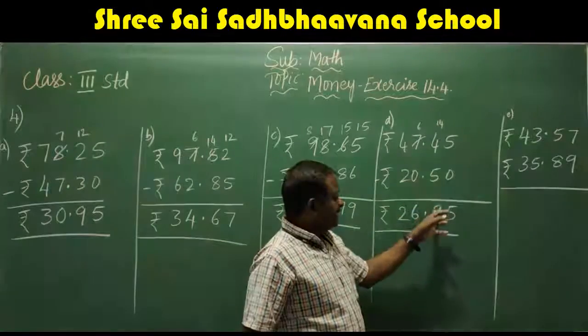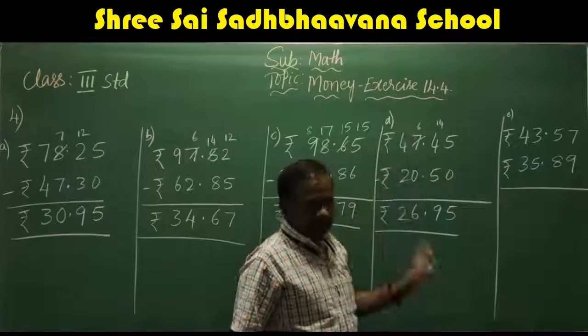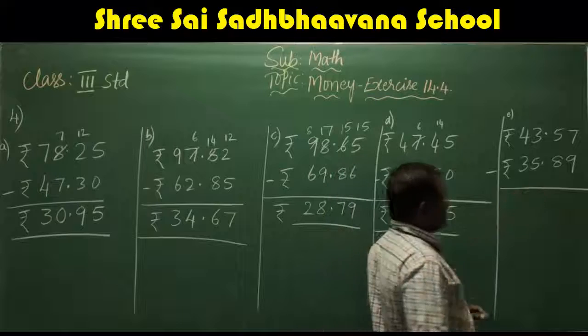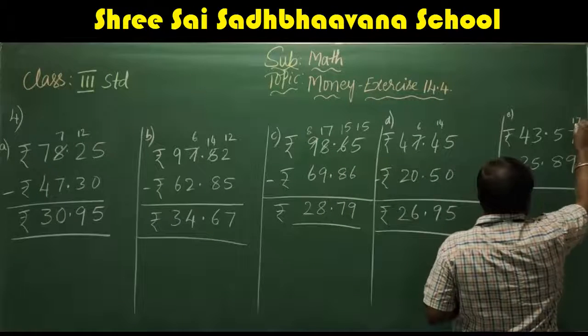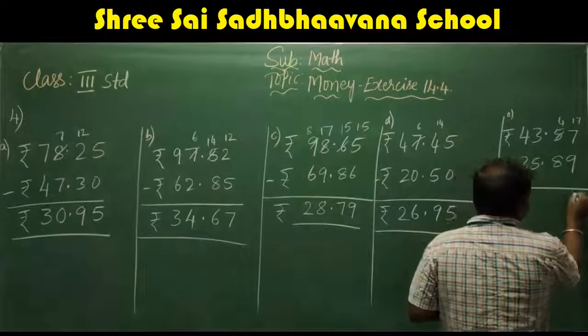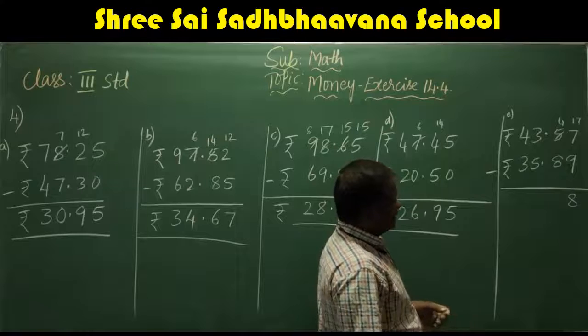5 plus 0, 5. 9 plus 5, 14. Carry 1. 6 plus 1, 7. 2 plus 2, 4. Come to here. 17, because from 7 it is not possible. So take carry from here. 17 minus 9, 8. Next.